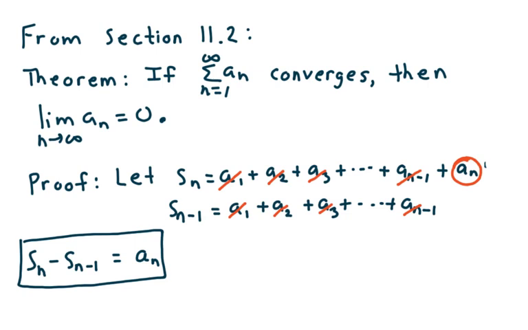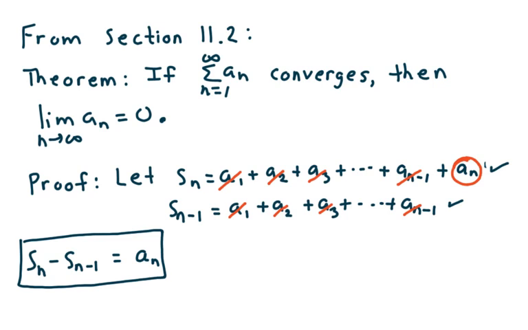So what we want to do is let s sub n equal a sub 1 plus a sub 2 plus a sub 3 all the way through until a sub n. In other words, s sub n is the sum of the first n terms of the series. s sub n minus 1 is equal to a sub 1 plus a sub 2 plus a sub 3 all the way through until a sub n minus 1. So s sub n minus 1 is the sum of the first n minus 1 terms of the series.